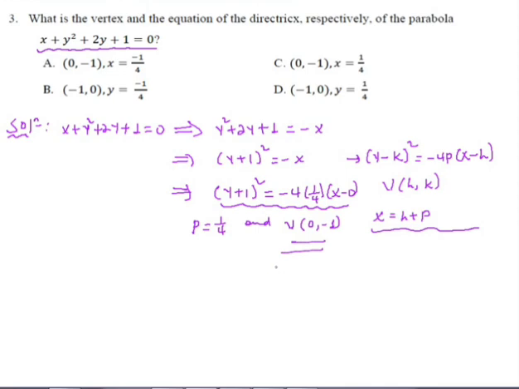Therefore the directrix becomes x is equal to h plus p, which is x is equal to 1 over 4. This is the equation of the directrix. So from the choices, C will be the answer.